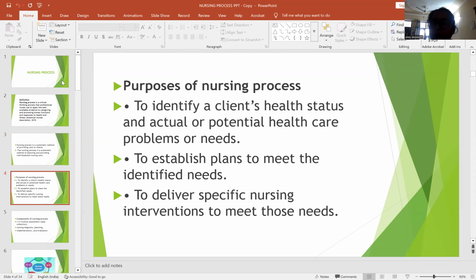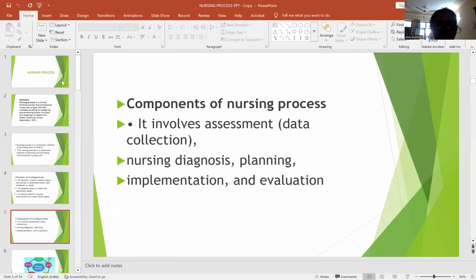What is the purpose of the nursing process? To identify the client's health status and actual and potential health problems or needs. The second purpose is to establish a plan to meet the identified needs of the patient. Third, to deliver the specific nursing interventions to meet those needs. These are the purposes of the nursing process, so that we provide good and effective care to the patient.